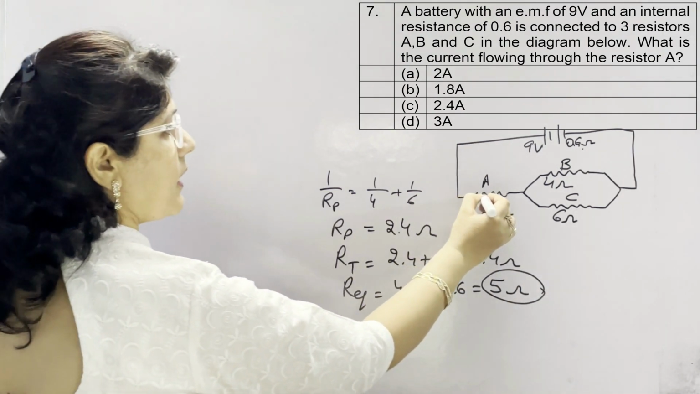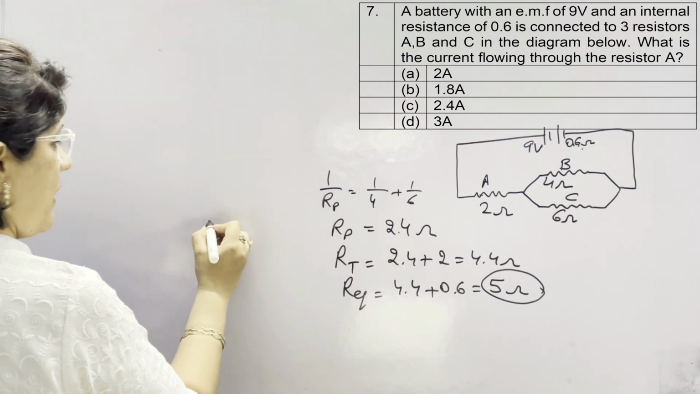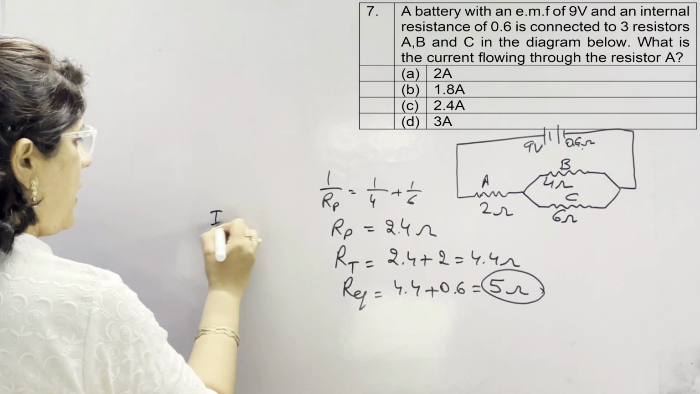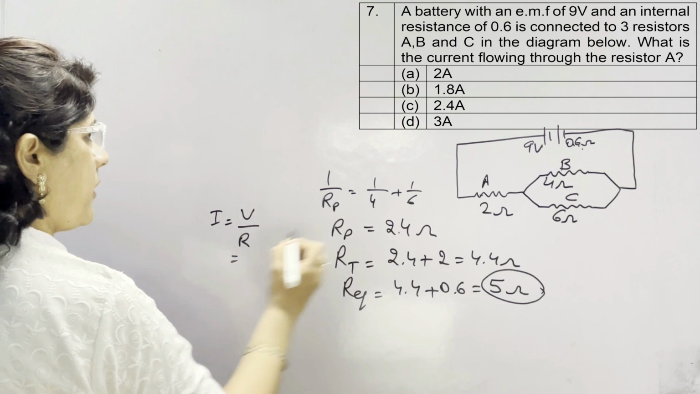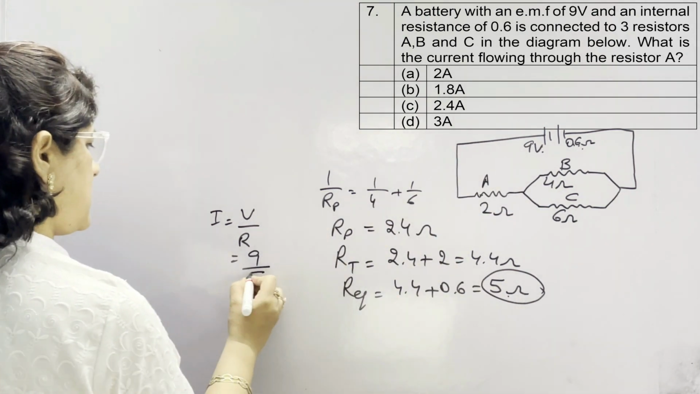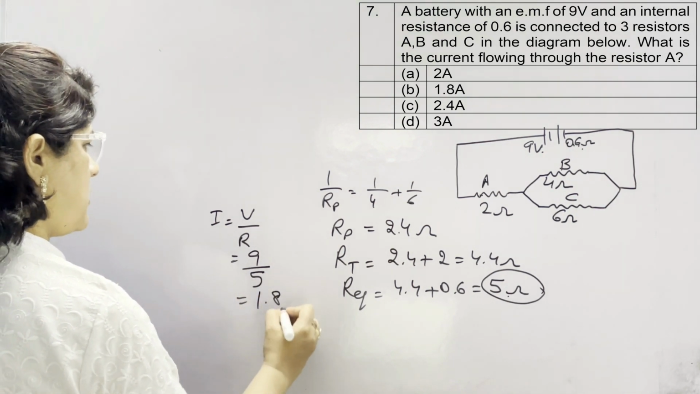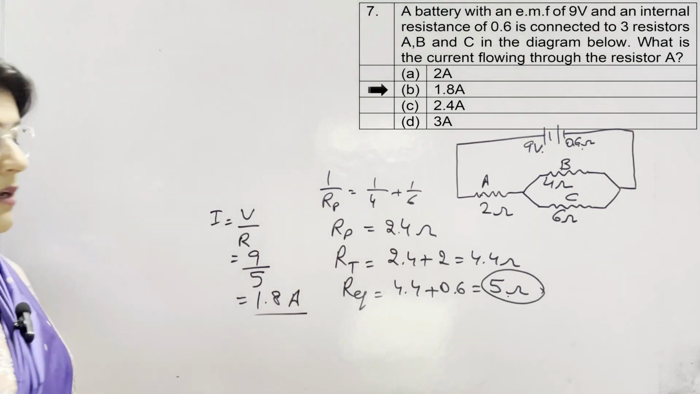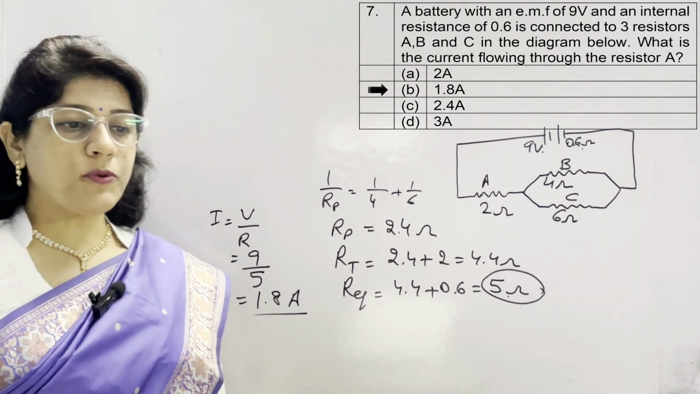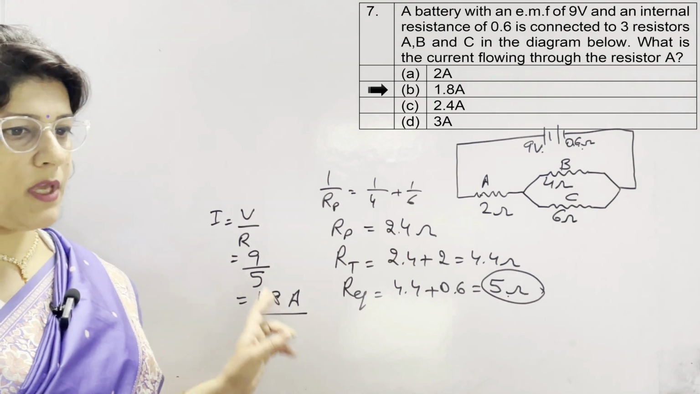Now we need to calculate the current in this series combination resistor. V is equal to IR, so I is equal to V upon R. V is given as 9 volt here and the total resistance of the circuit is 5. So the value comes out to be 1.8. 1.8 ampere is the current in the circuit. Other options given are 2 ampere, 1.8 ampere, which is our correct option number B.